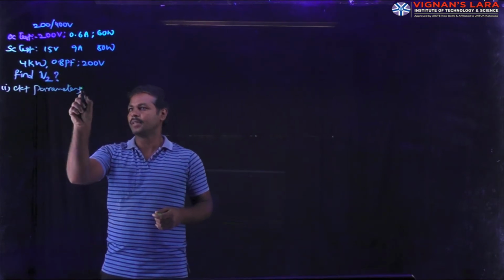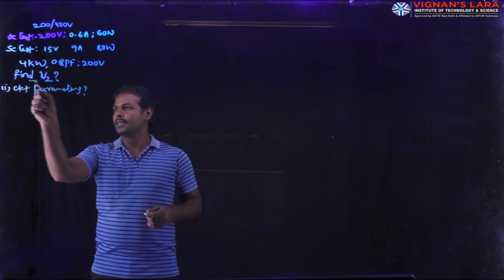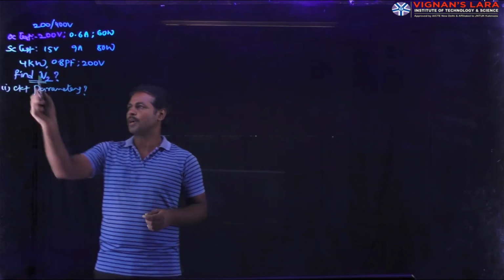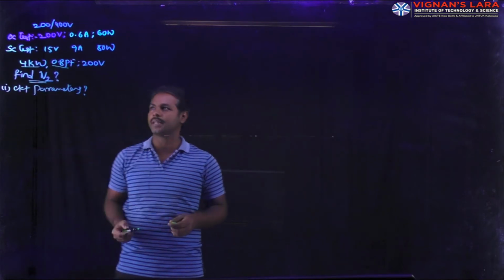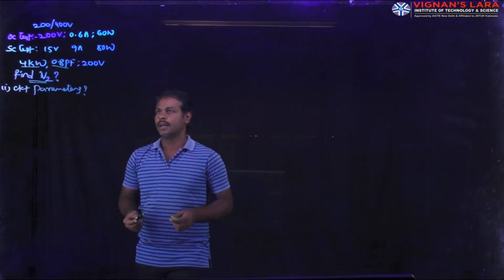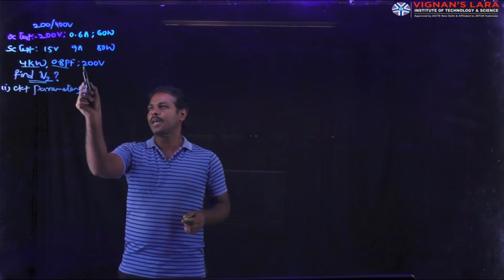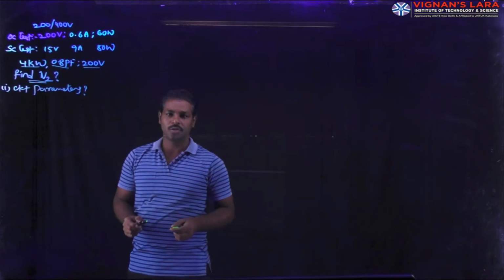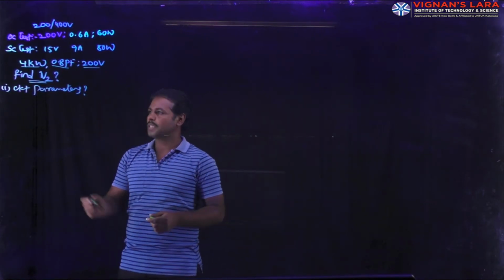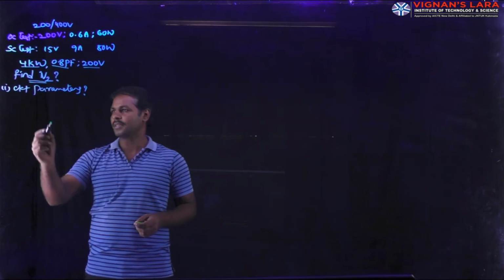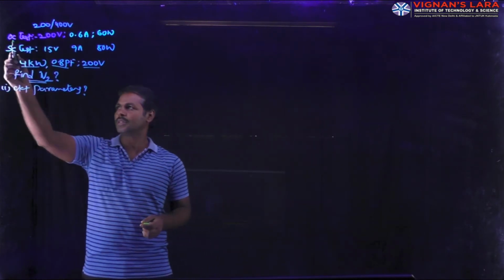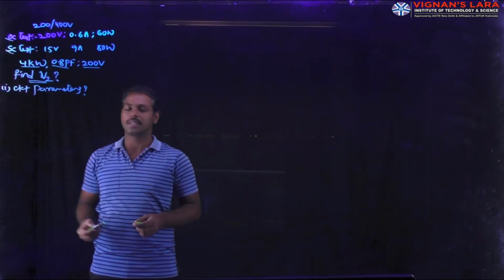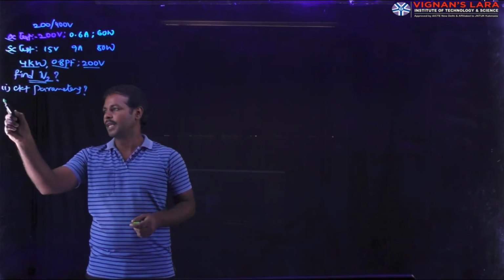The second one is to find the secondary voltage. The load supplied is 4 kilowatts, the corresponding power factor is 0.8, and the voltage applied to the transformer is 200 volts. First of all, we find the circuit parameters, which are calculated from the OC test as well as the short circuit test.